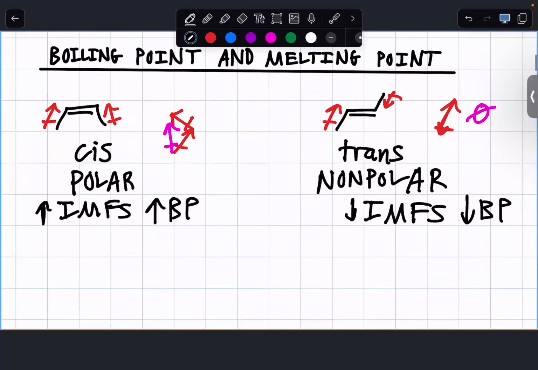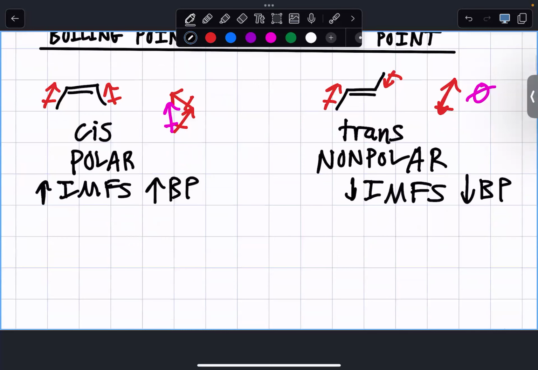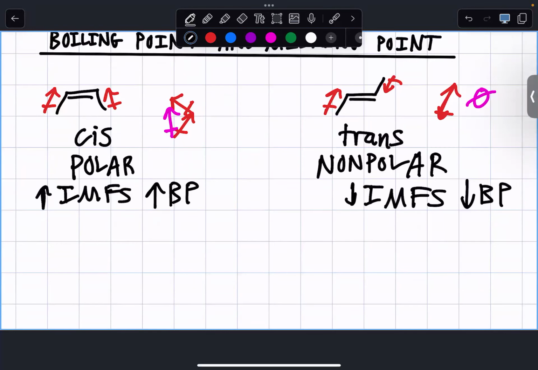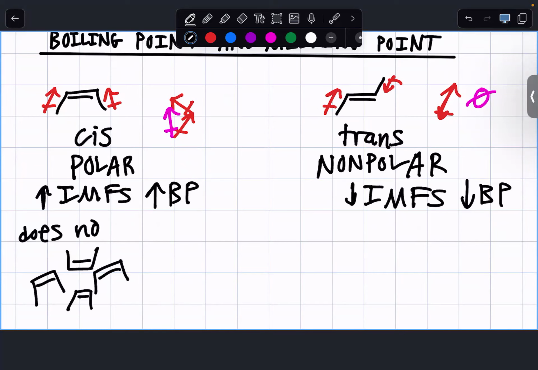For melting point, let's say we have a lot of these alkenes in a flask. The cis alkenes do not pack well together. They're going to be jagged and separated more. They do not pack well together. But the trans alkenes pack very well together.